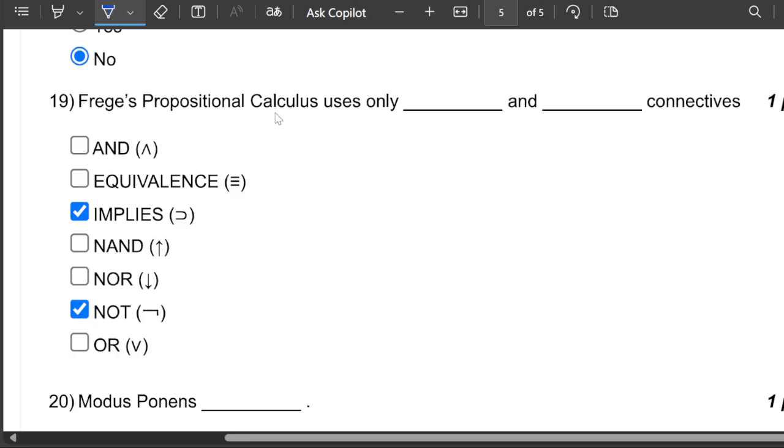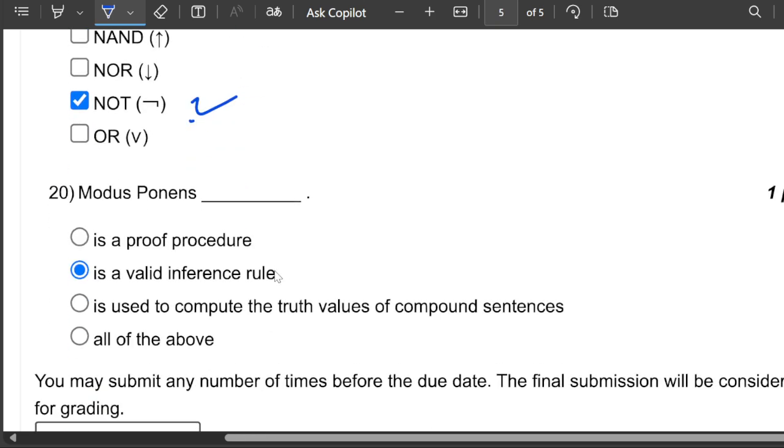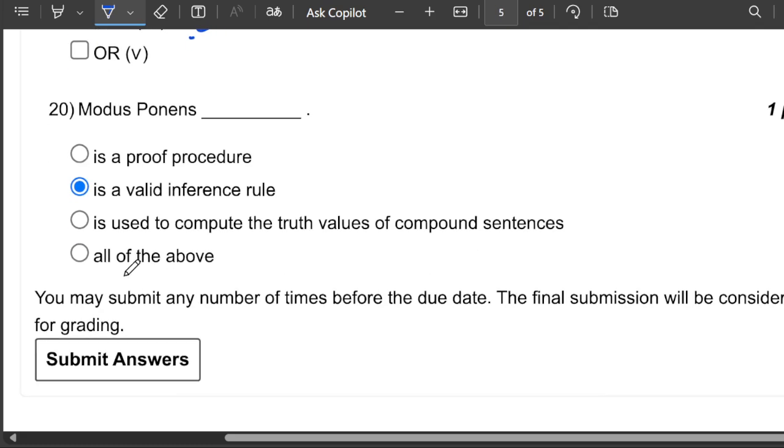Frege's propositional calculus can only use implies and not, which are universal. Modus ponens is a valid inference rule.